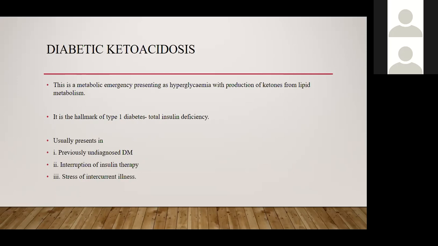So even though DKA is a classic thing for people who don't have insulin at all, and we are going to see why, and this is more common in type 1, it can also become so uncontrolled that they've gone past insulin resistance and they also have insulin deficiency, as we said in our previous lecture. So when do people develop DKA?